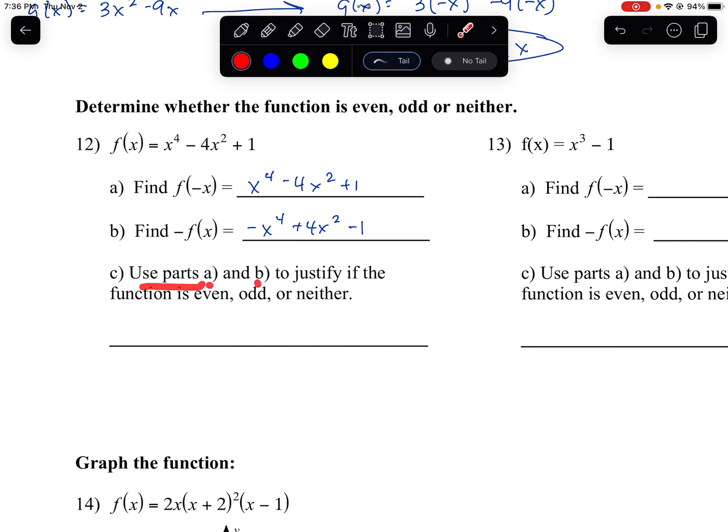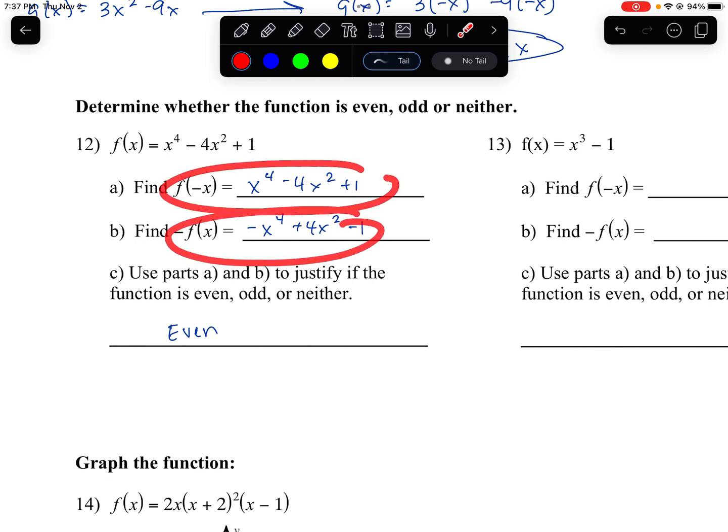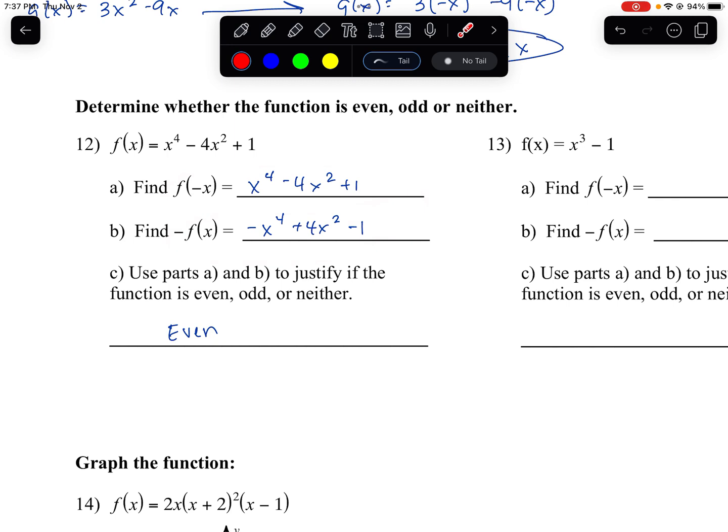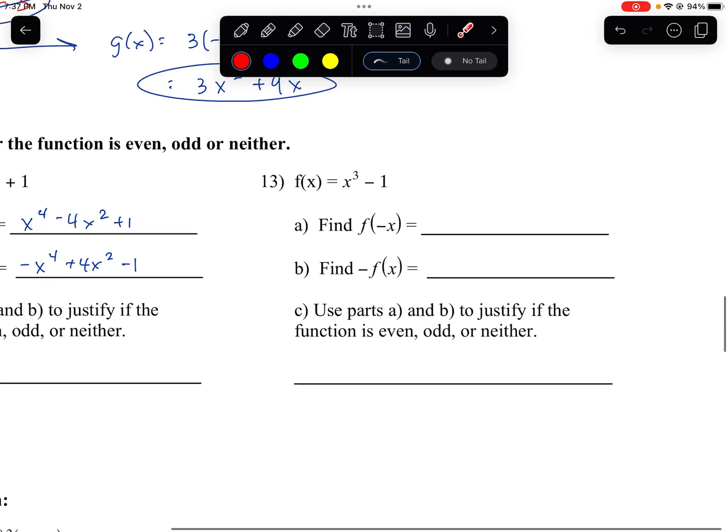Use parts A and B to justify if the function is even, odd, or neither. Okay, well, if it's an even function, then part A will be equivalent to the original. And since it is an even function, we can go ahead and fill that in. This is an even function. If it wasn't even, we'd check and see if it's odd. If it's an odd function, then negative f of x will be equal to f of negative x. These will be equivalent. Since they are not, it's not odd. If this function is not equivalent to this one, then it would be neither. Let's try the next one.